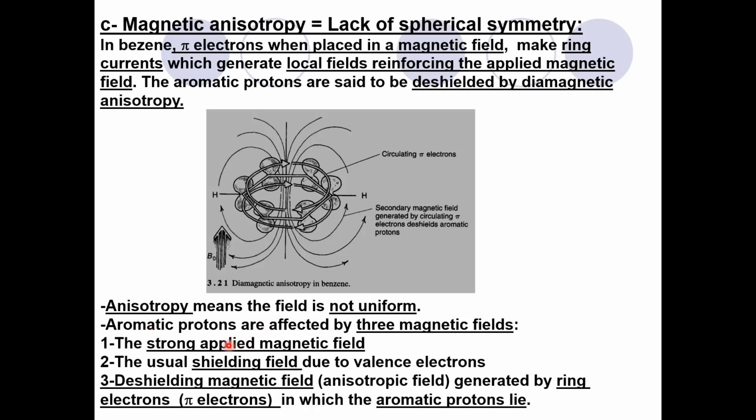As I said before, in the benzene molecule, aromatic protons usually encounter three types of magnetic fields. First, the strong applied magnetic field. The second is the usual shielding effect due to valence electrons. The third is the de-shielding effect due to the anisotropic field, which, as we said, in the region of the proton is reinforcing the applied magnetic field. Therefore, we observe that aromatic protons are de-shielded at about 7 ppm, and this effect is due to the ring currents of the benzene molecule.